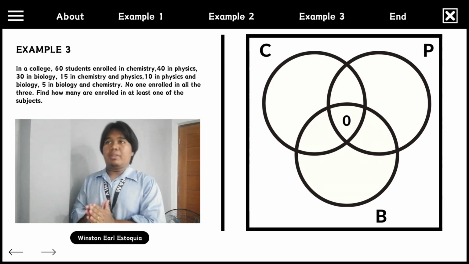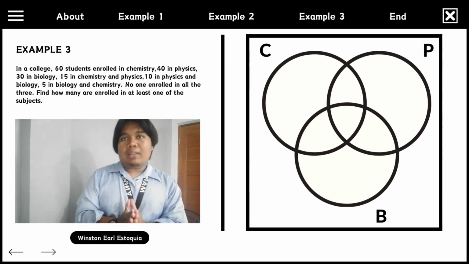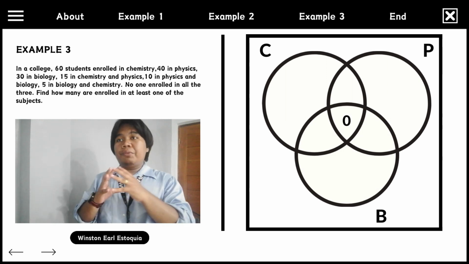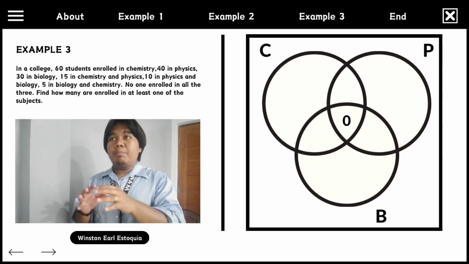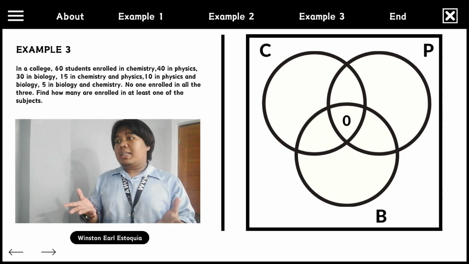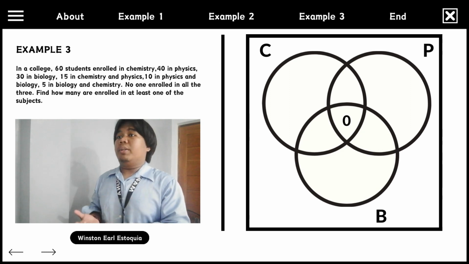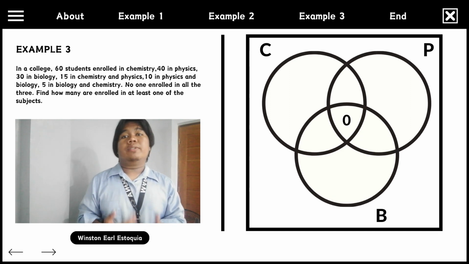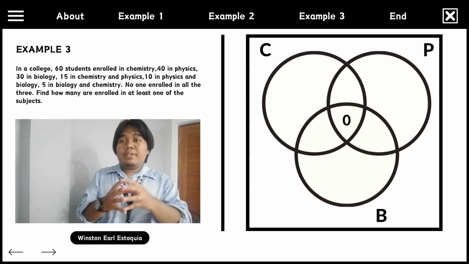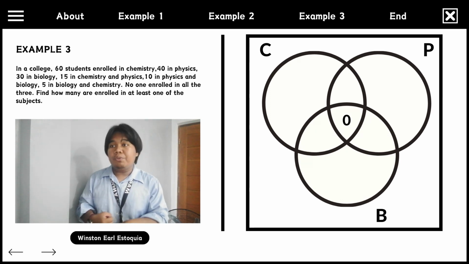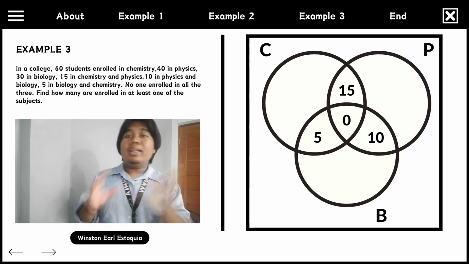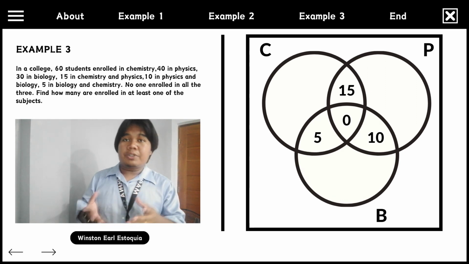What about the remaining intersections, or the intersections between 2 of the 3 circles? In order to determine this, you only need to subtract the value of the intersection of the 3 circles from the initial value of the intersection between 2 of the 3 circles. However, as we said, there is no one who took all of the classes simultaneously. So, we take the values of the intersections of 2 of the 3 circles, which are 15, 10, and 5 respectively, and write them in their intersections as is.